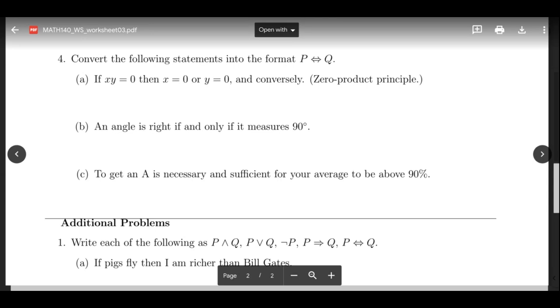Okay, so Maya is saying P is XY equals 0, Q is X equals 0 or Y equals 0. Right. That's great. You see that, Moises? Does that work for you? Yeah. XY equals 0 if and only if X equals 0 or Y equals 0.